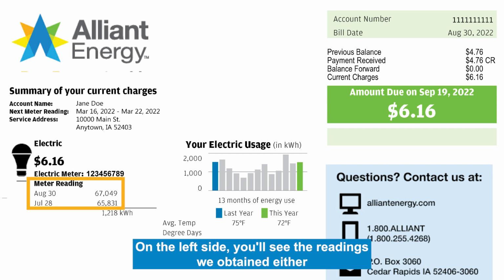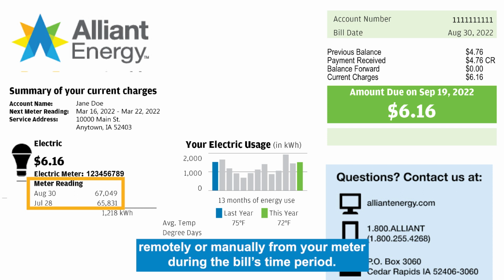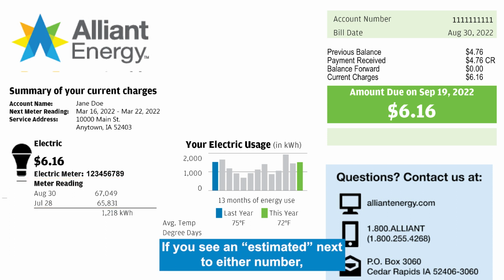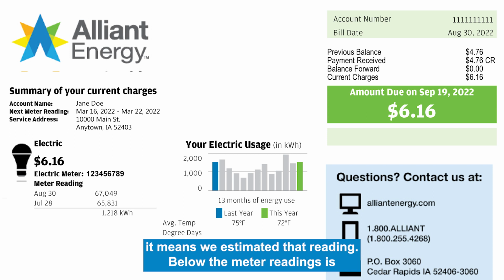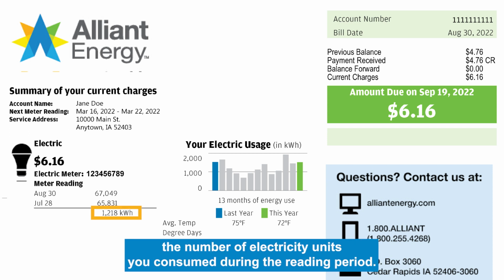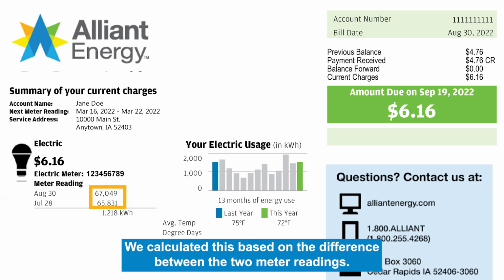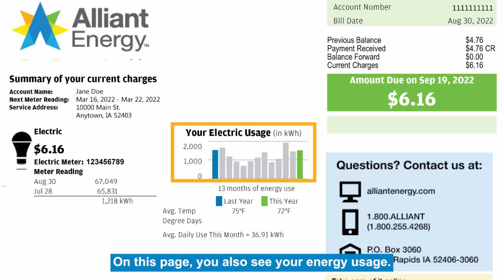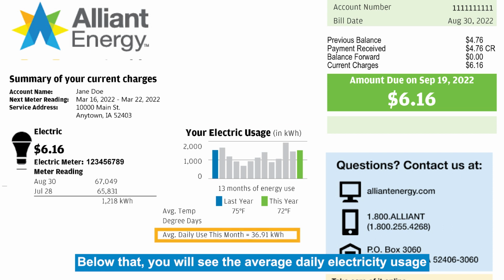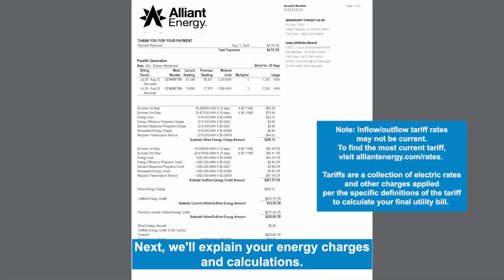On the left side, you'll see the readings we obtained either remotely or manually from your meter during the bill's time period. If you see an estimated next to either number, it means we estimated that reading. Below the meter readings is the number of electricity units you consumed during the reading period. We calculated this based on the difference between the two meter readings. On this page, you also see your energy usage. You can compare this to previous months. Below that, you will see the average daily electricity usage for the month's billing period. Next, we'll explain your energy charges and calculations.